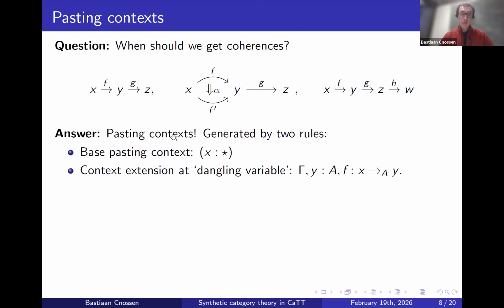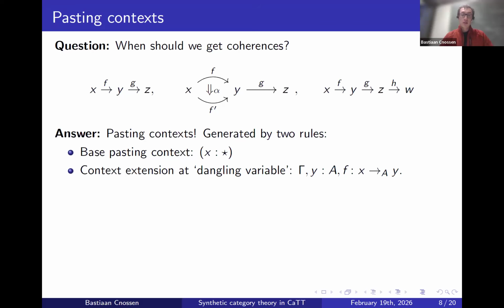Basically the idea is we're going to write down which contexts we expect to have a unique total composite. And the way we obtain these contexts is using two very simple rules. The first is there's just a base pasting context, which has a single object, just X. And then we can extend this each time we pick some dangling variable. I will illustrate in a moment what this means.